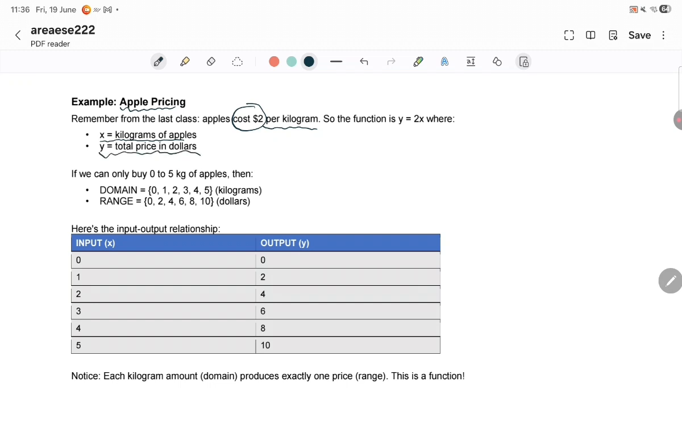So that basically means, domain, if we can buy only 0 to 5 kilograms of apples, we have 6 choices: 0, 1, 2, 3, 4, 5. Then if you want to buy 1 kilogram of apples, you have to pay 2. You can see here input and output. If you put 0 inside, then you get 0 out. Same goes for 1 and 2.